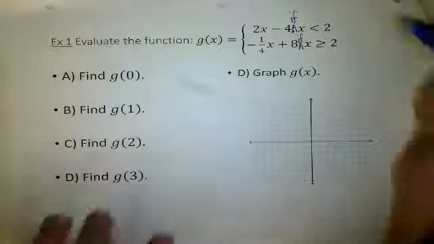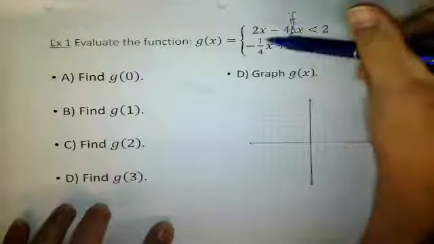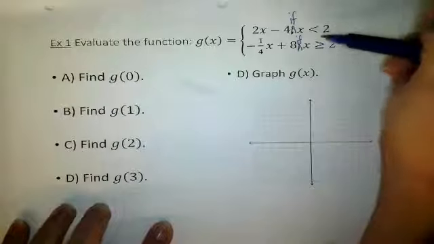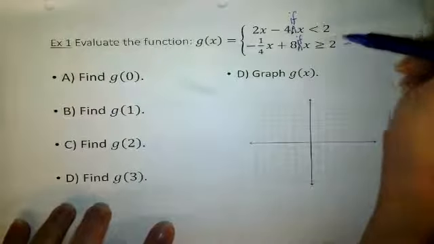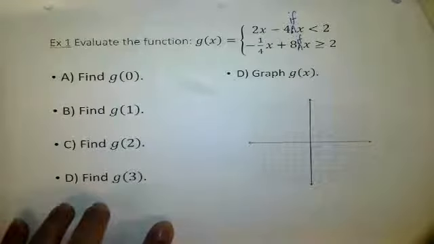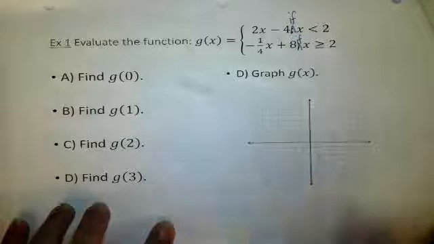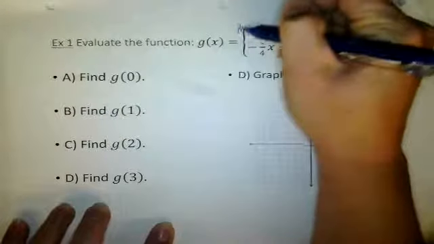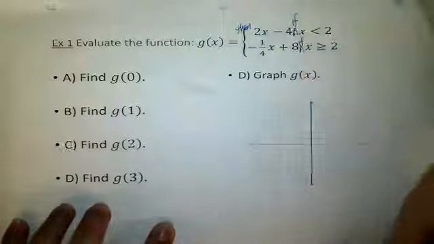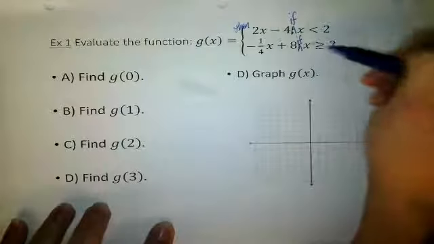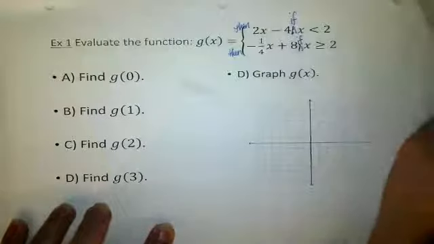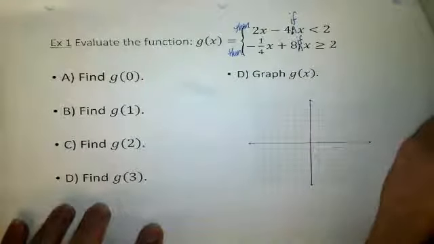So we want to make sure that when we are evaluating a piecewise function, that we make sure the condition works first. Have you satisfied the if portion? Okay, that is the condition. If our x value is less than 2, then we're going to evaluate 2x minus 4. If our x value is greater than or equal to 2, then we get to use the bottom equation. Got it? It's an if-then statement.